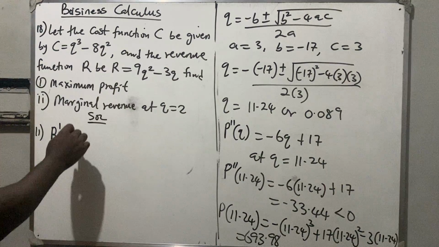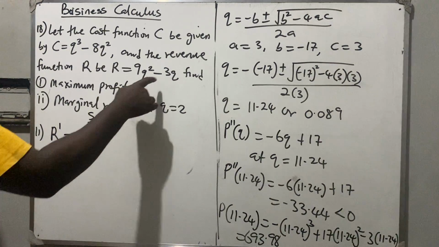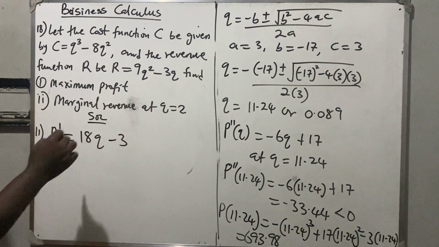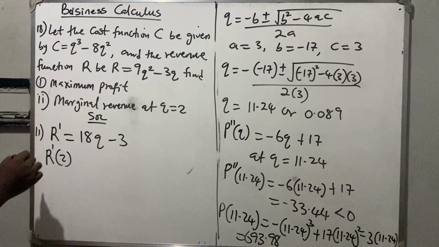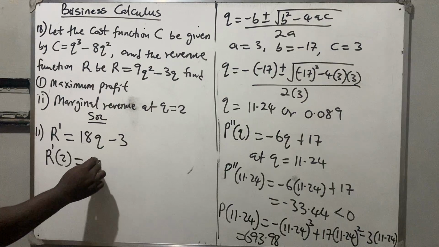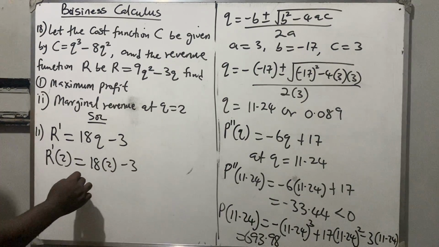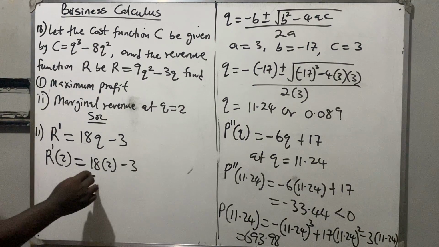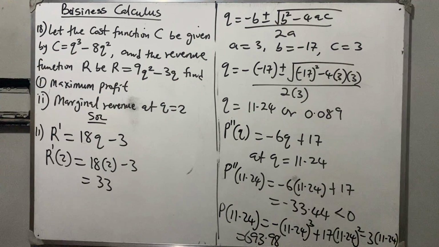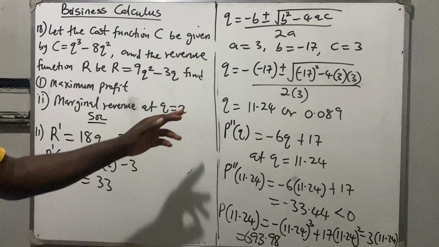Multiplied by the power, remove one from the power, that is 18Q. Differentiation of minus 3Q will give you just minus 3. So R'(Q) at Q equal to 2, they give us that this is 2, will now give you what? 18 bracket 2 minus 3, which is 18 times 2, then minus 3. This is 36 minus 3, which will give you 33. That is our marginal revenue at Q equal to 2.